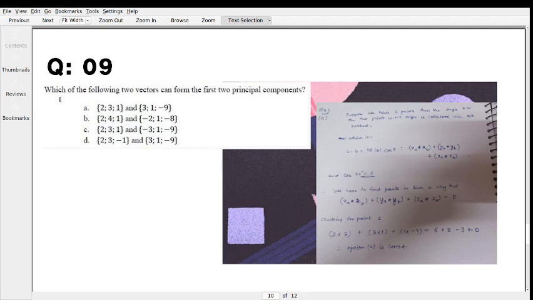Now in this question, which of the following two factors can form the first two principal components? As I told you, the principal components that are formed are orthogonal to each other. You may remember that in question 3 I told you it is an orthogonal linear combination. So all the vectors are perpendicular to one another, and we just have to find 2 points that are perpendicular to one another from the origin.